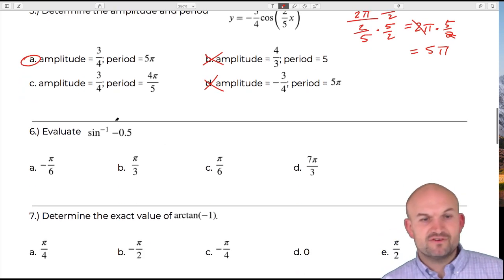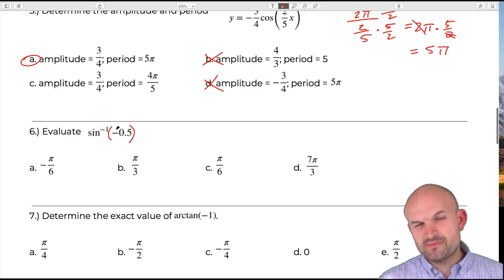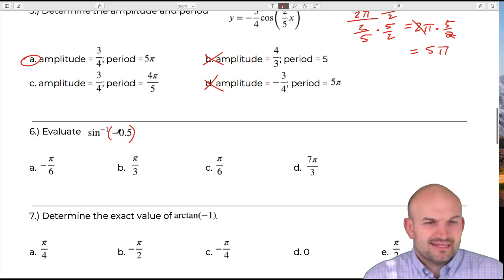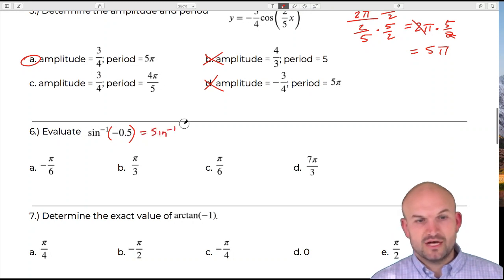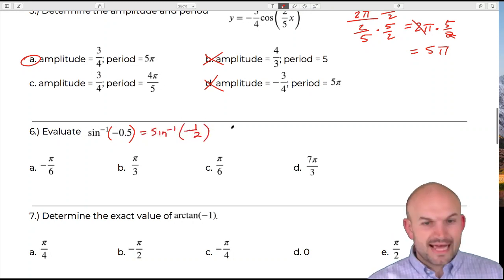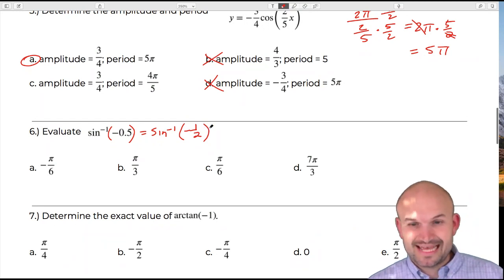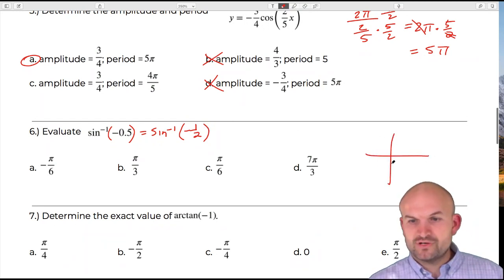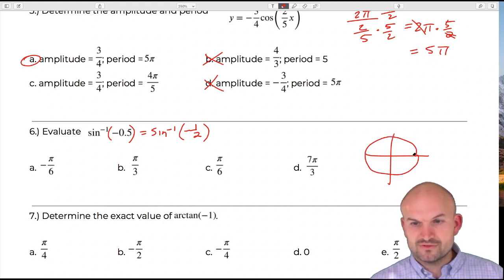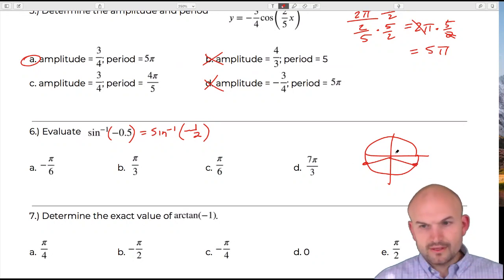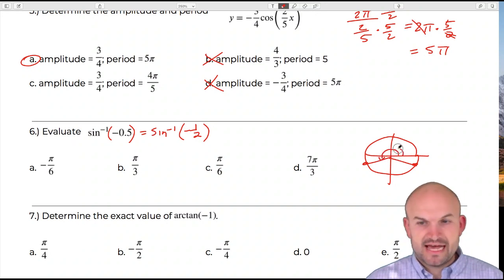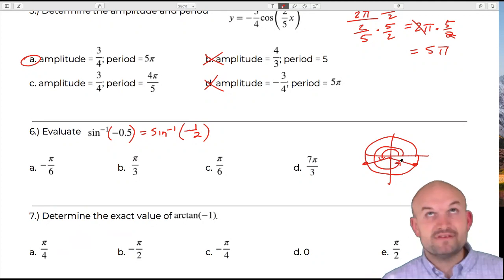The next one says sine inverse of negative 1/2. This is very similar to the problem that we just did. So when is sine equal to negative 1/2? Based on the unit circle, there are two angles, here and here. That angle is 7 pi over 6, and this angle is going to be 11 pi over 6.